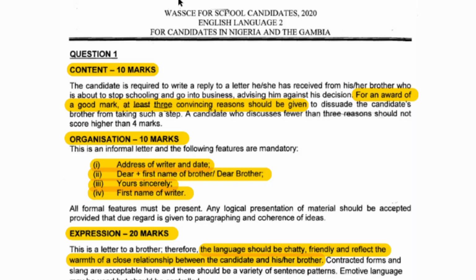Okay, and for you to get full marks, look at this: you must write at least 3 convincing reasons. Those 3 reasons should be the minimum that you should put in your letter to your brother to convince him that yes, brother, you still need to continue your education. If it is less than 3, you will not get your full mark. Look at this: a candidate who discusses fewer than 3 reasons should not score higher than 4 marks in the content. Okay, you want to score more than that, so please give at least 3 convincing reasons why you should stay in school.